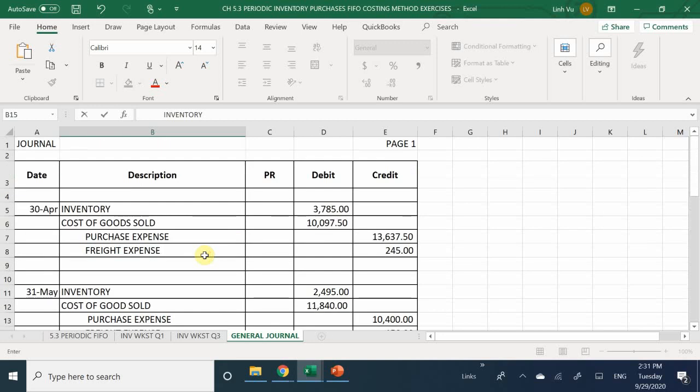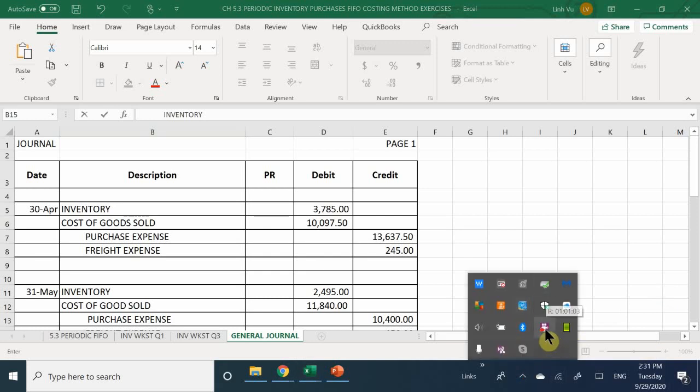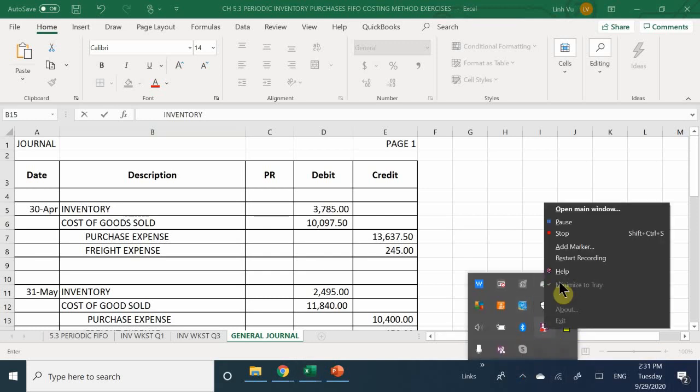Let me see what time it is, to see if we're good for a break. 2:30. So it's only been 1 hour. What I'm going to do is go ahead and get started with the second lesson.